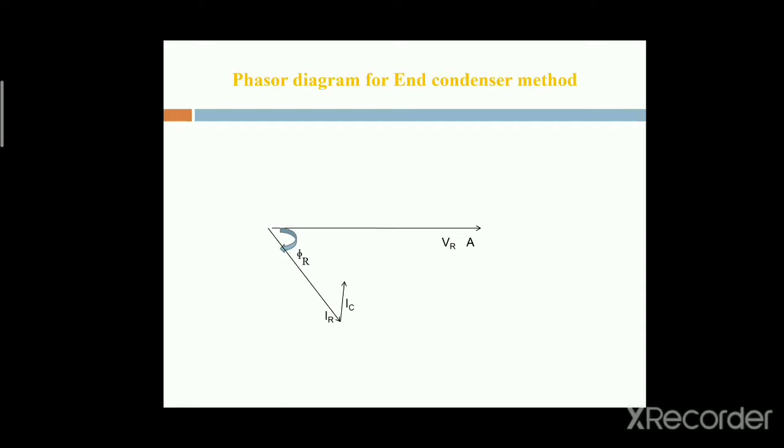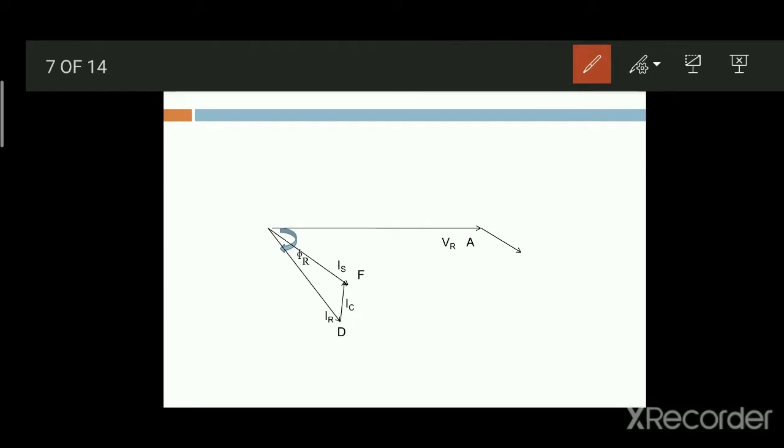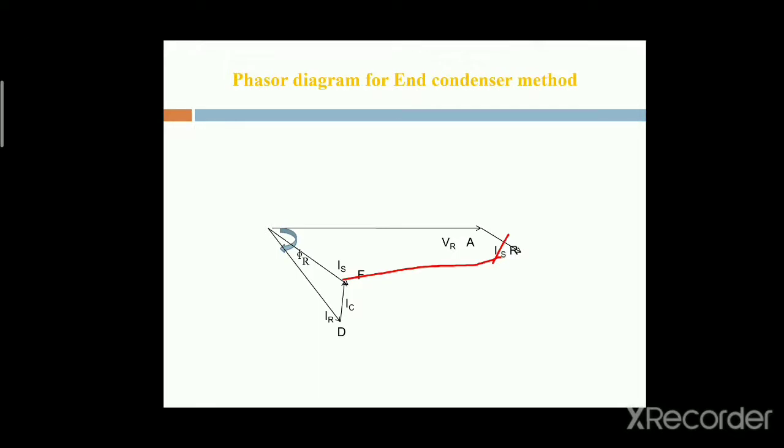Next, the IC current is at an angle of 90 degrees. Then mark the point D, and this is F. By adding these two vectors, we get the sending end current. By projecting this sending end current to a point, we get the ISR, due to the resistive drop in the sending end.